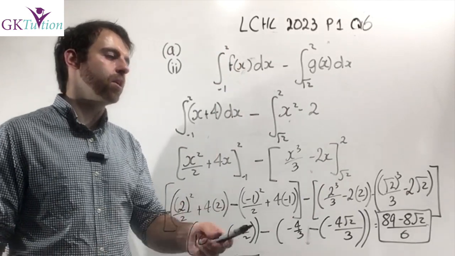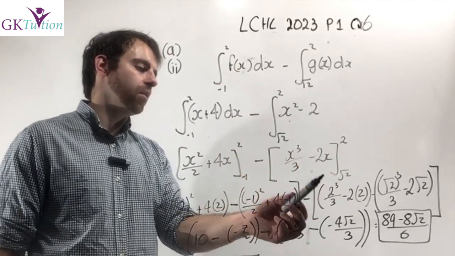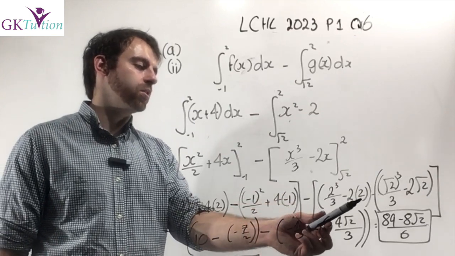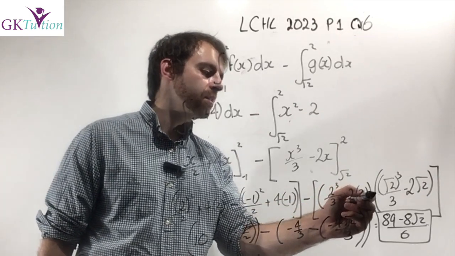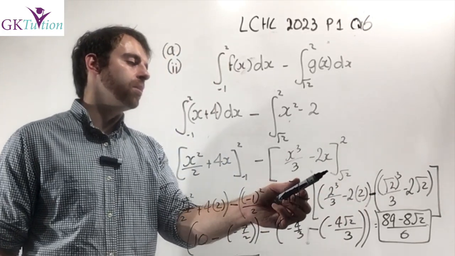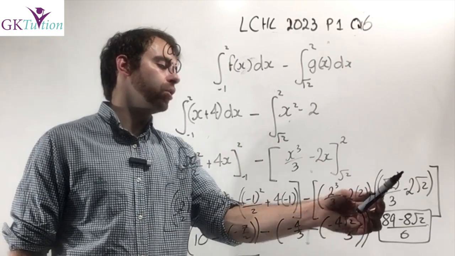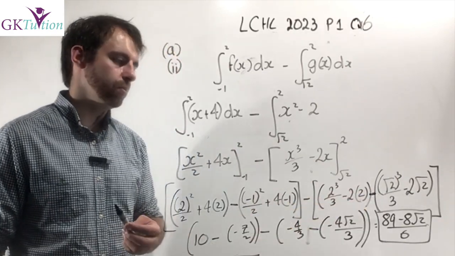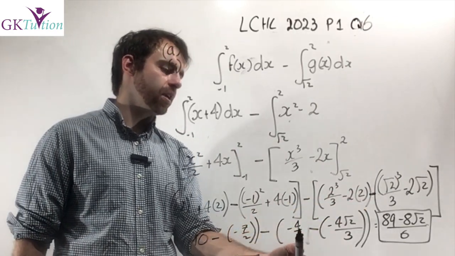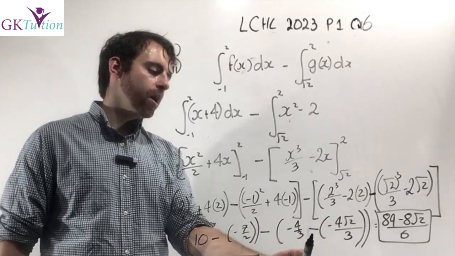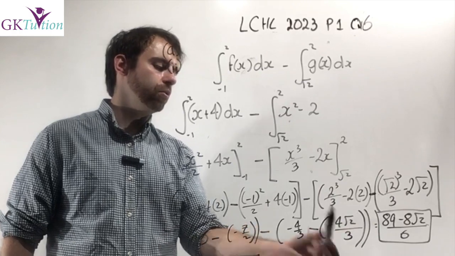Do something similar on the right hand side. I sub in the upper limit first, so it becomes 2 cubed over 3 minus 2 squared, and then there's a minus in between them, and I sub in the lower limit, which is root 2, so it's root 2 cubed over 3 minus 2 root 2. And when you plug that into your calculator, the upper limit gives you -4 over 3, and you get minus 4 root 2 over 3.